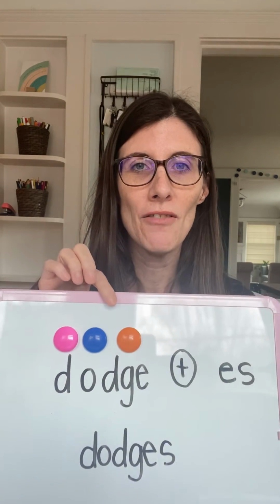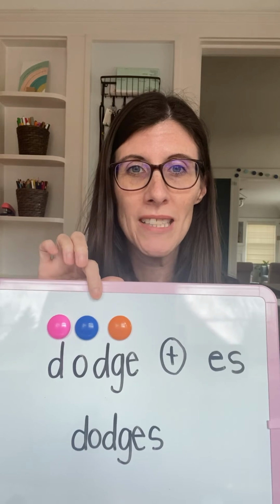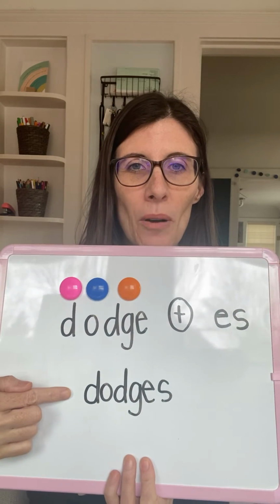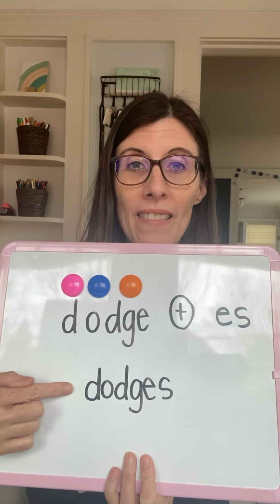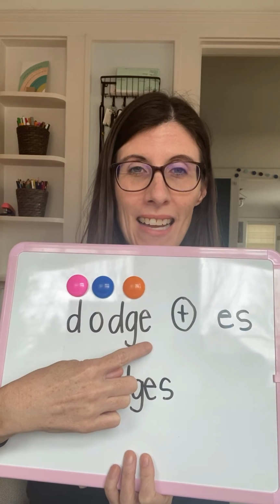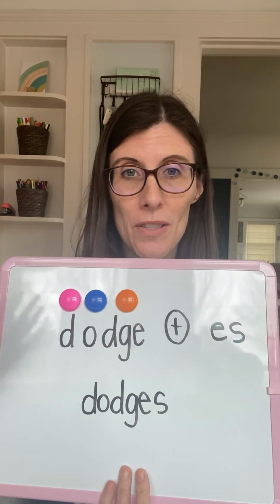So I want to write this word out just to remind them of what we're doing. To make dodges, we're taking the word dodge and we're adding ES. And then this is what we get. And one thing that we had to do to get to here was we needed to drop that E. And during my silent E unit is when I teach the dropping rule. So this is perfect.